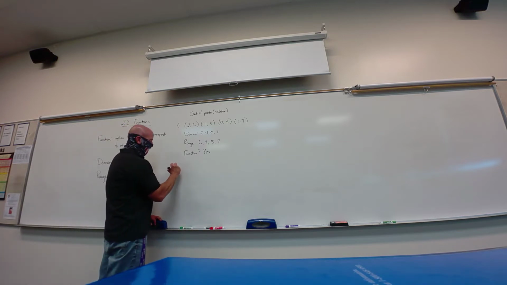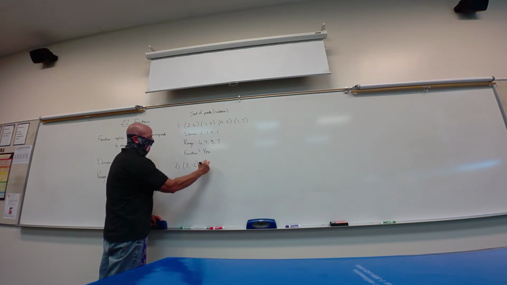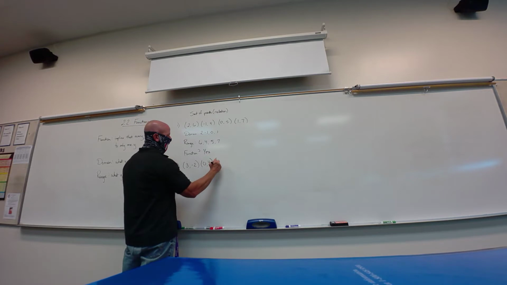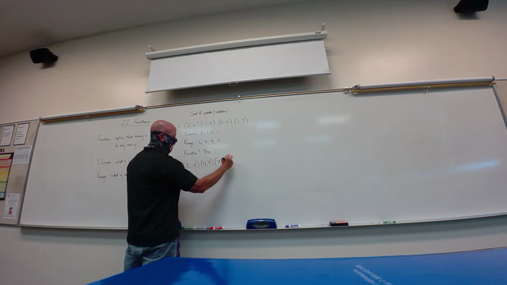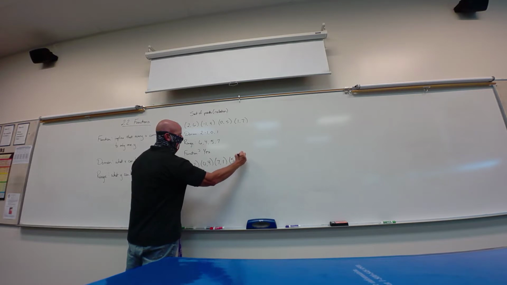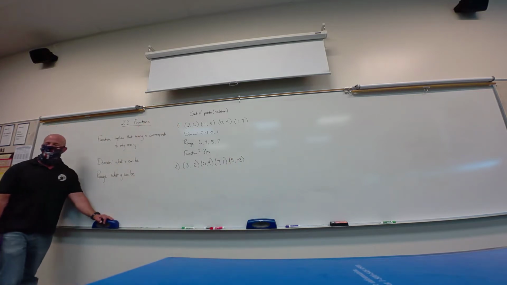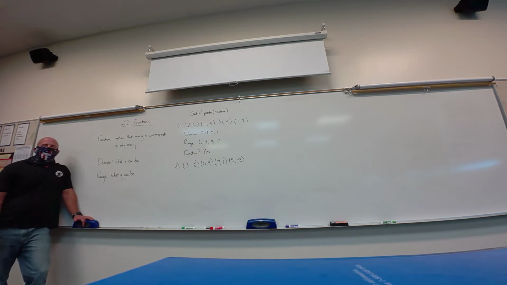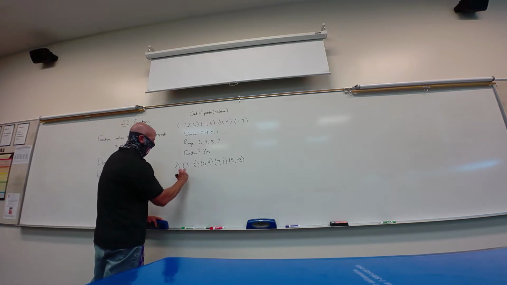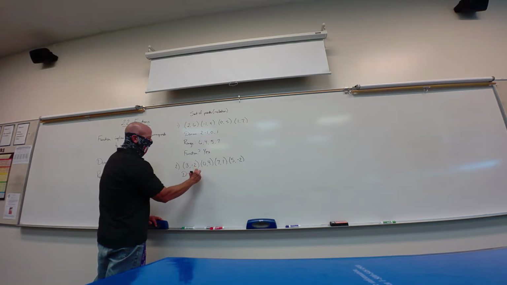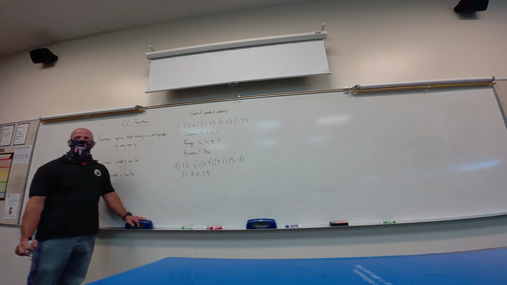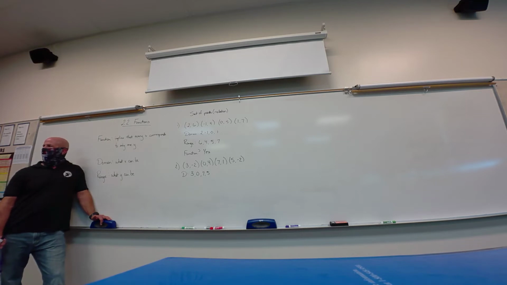Let's change our points. Let's go (3, -2), (0, 4), (7, 1), and let's go (5, -2). Again, just 4 points. We're going to look at domain, range, and function. You can scan across there. Domains are x values. Domain would be, I'm just going to put D for domain, 3, 0, 7, 5. Does that look okay to everyone?